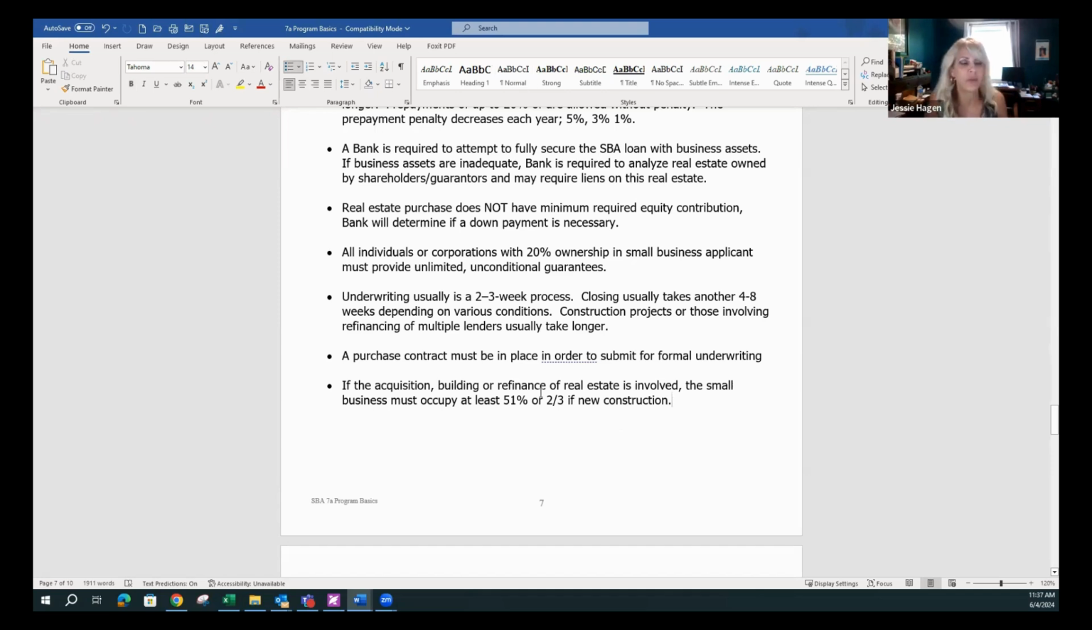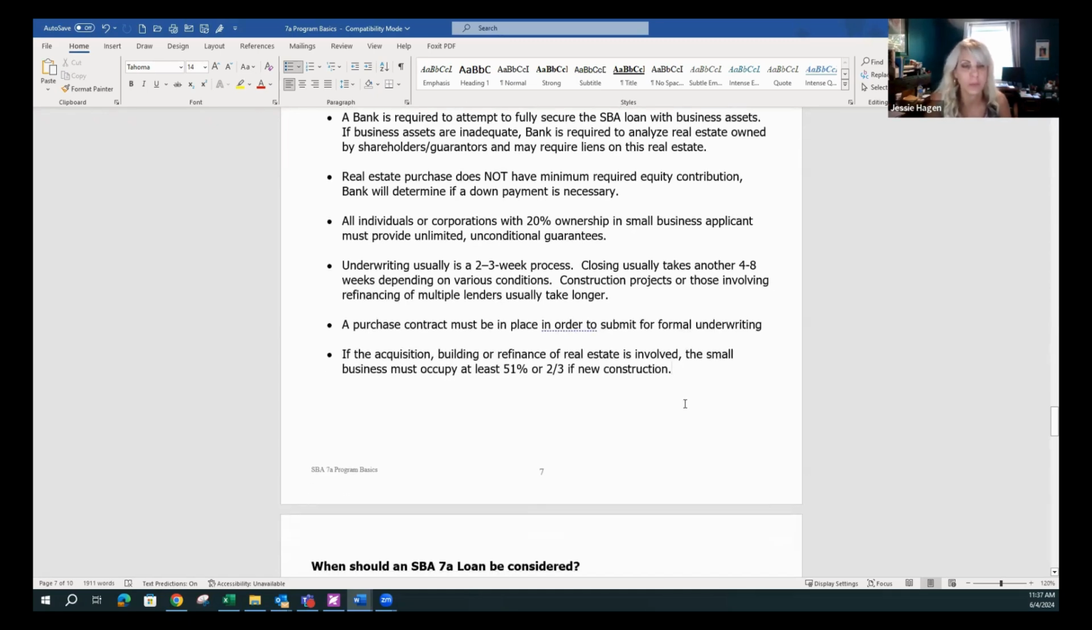I think I've mentioned this before, but I've got it on here again. If you're buying a building or refinancing any real estate, the small business that is being underwritten must occupy at least 51% of that building. And if it's ground-up new construction, then they have to be in 2/3 of that property.